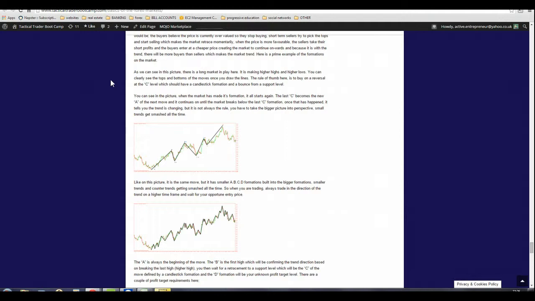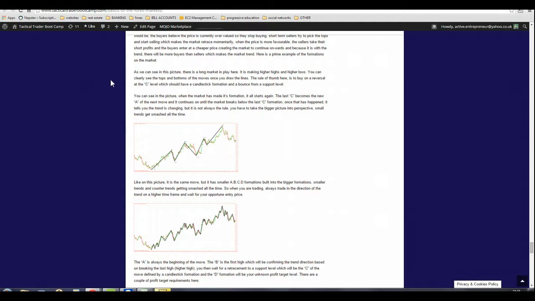The rule of thumb here is to buy on a reversal at the C level, which you should have a candlestick formation and a bounce from either sort of support level, whether it be a moving average, trend line, support and resistance level, or Fibonacci level. You can see in the picture when the market has made its formation, it all starts again. The last C becomes the new A of the next move, and it continues on until the market breaks below the last C formation. Once that has happened, this usually tells you that the trend is changing, but it's not always the rule. You have to take the bigger picture into perspective.